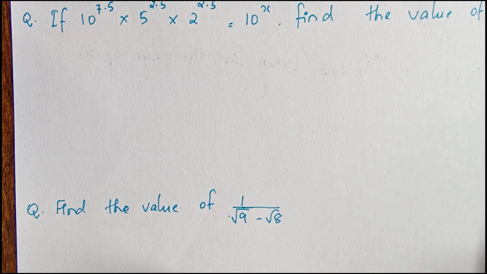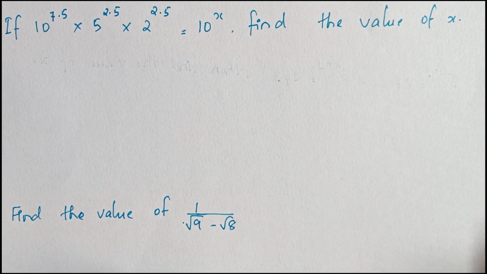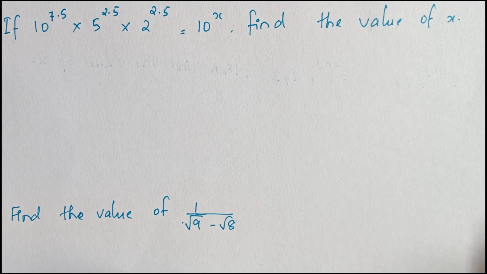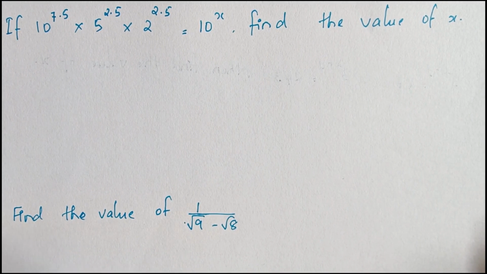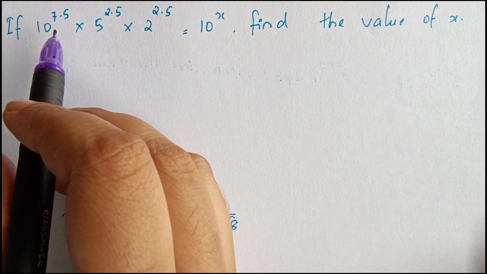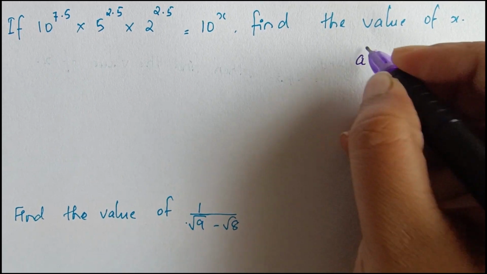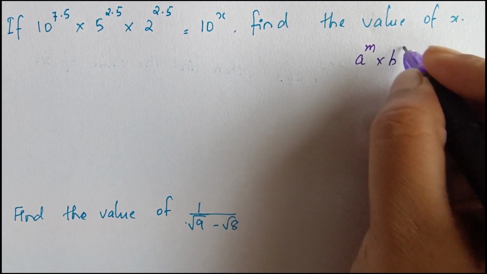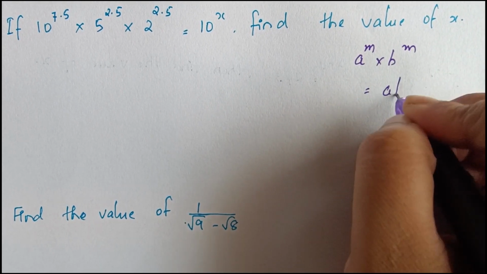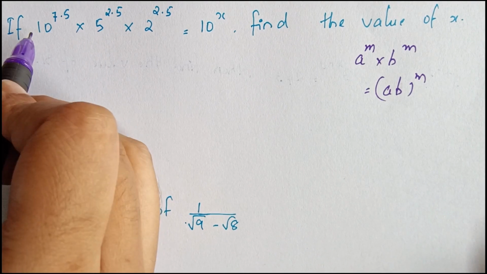Next question. If 10 raised to 7.5 into 5 raised to 2.5 into 2 raised to 2.5 is equal to 10 raised to x, we need to find the value of x. So here we know that a raised to m into b raised to m is equal to a into b the whole raised to m. So we can apply this here.